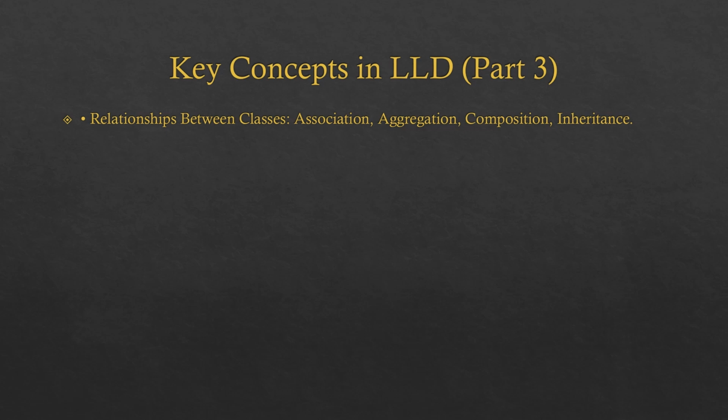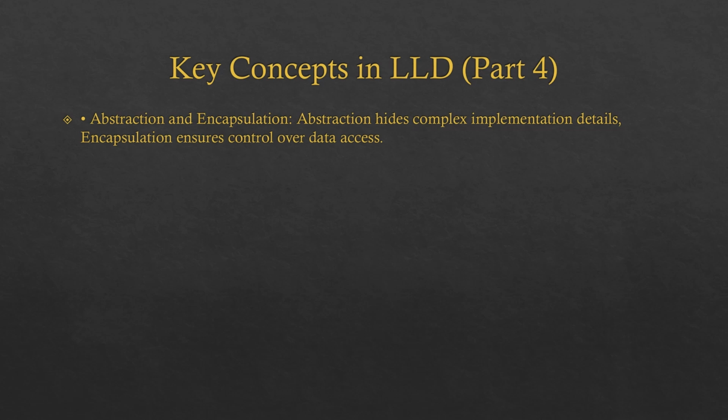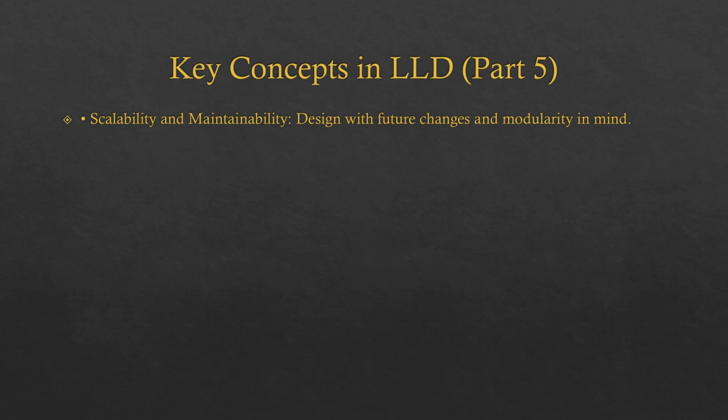Another important concept is the relationship between classes. These relationships include association, aggregation, composition, and inheritance. For instance, a car might be associated with a driver. Abstraction and encapsulation are also critical in LLD. Abstraction hides the complexity, showing only the necessary details, while encapsulation controls how data is accessed and modified through methods. LLD emphasizes scalability and maintainability. The goal is to design a system that is modular and easy to extend or modify over time.